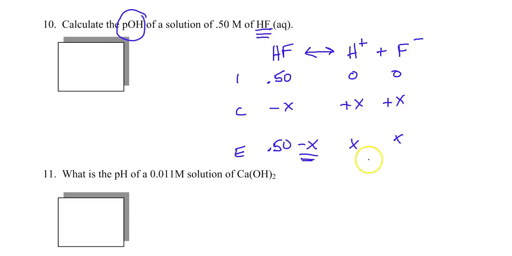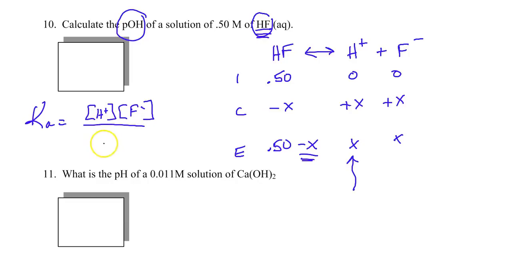Now, to know this concentration, I'm going to have to know something about HF. So I'm going to need to look up its Ka. The Ka of HF is equal to the concentration of H plus to its power times the concentration of F minus to its power, which is 1, over HF, which was aqueous.